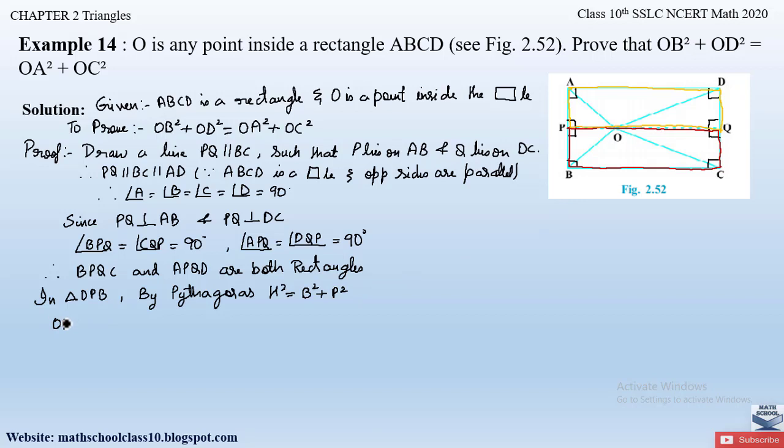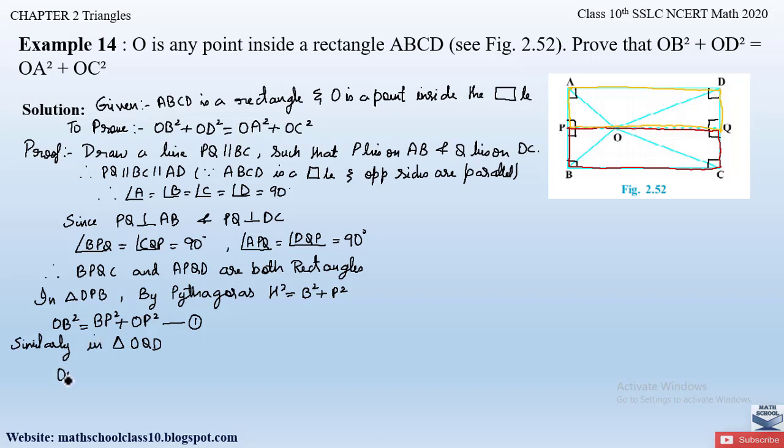So write down OB square equal to the base BP square plus the perpendicular OP square. Right? Let this be equation 1. Similarly here, if you observe, from the side OD a triangle QOD is formed. So let us again apply the Pythagoras theorem and write the hypotenuse square is equal to base square plus the perpendicular square. Similarly, in triangle OQD we have the hypotenuse as OD.